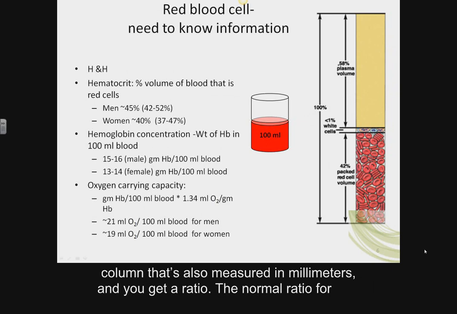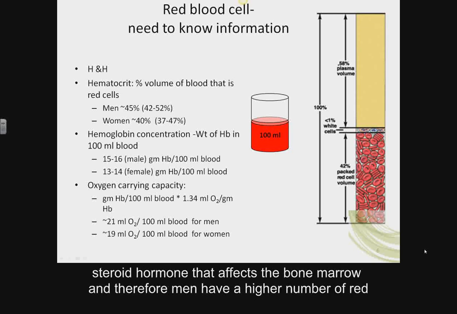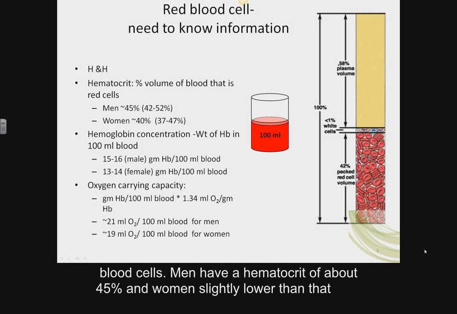The normal ratio for hematocrit for men is slightly higher than for women. They have testosterone, and that is a steroid hormone which affects the bone marrow, and therefore men have a higher number of red blood cells. Men have a hematocrit of about 45% and women slightly lower than that, at about 40–42%.